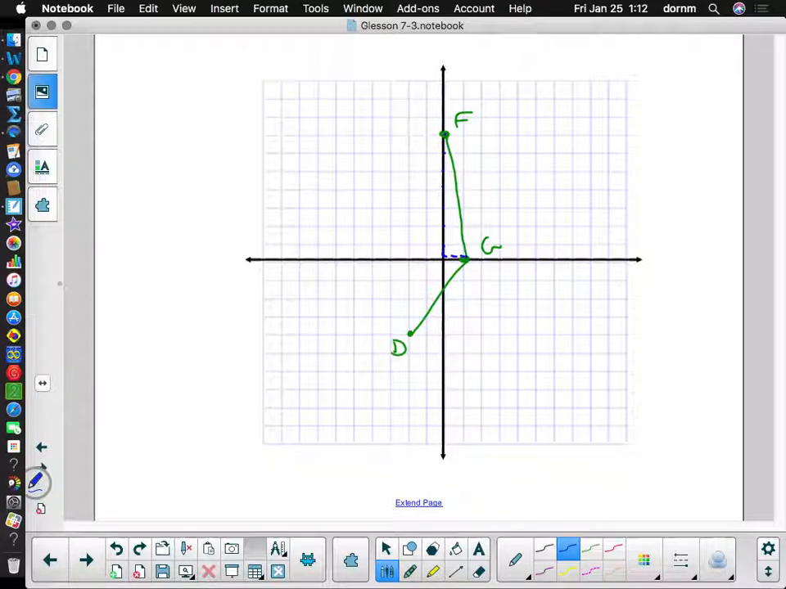So in order to be parallel, I have to do the same thing. From D, I have to go left 1 and up 1, 2, 3, 4, 5, 6, 7. And I wind up there at the point -3, 3, which is the point we're looking for. And there is our parallelogram. That's what we're trying to do.